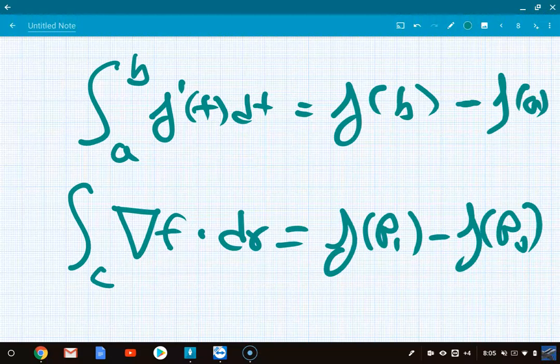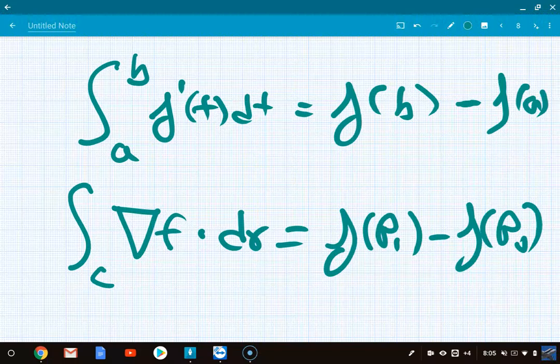F of P1 minus F of P0, where P0 is the point you're starting on in your curve, your path, and P1 is where you're ending up. So this would be 0, 0, then go along the semicircle to 2, 0. All you got to do is plug that into your potential function, plug that into your potential function, subtract the two, walk away, you're done. That's it. But you got to get the potential function.